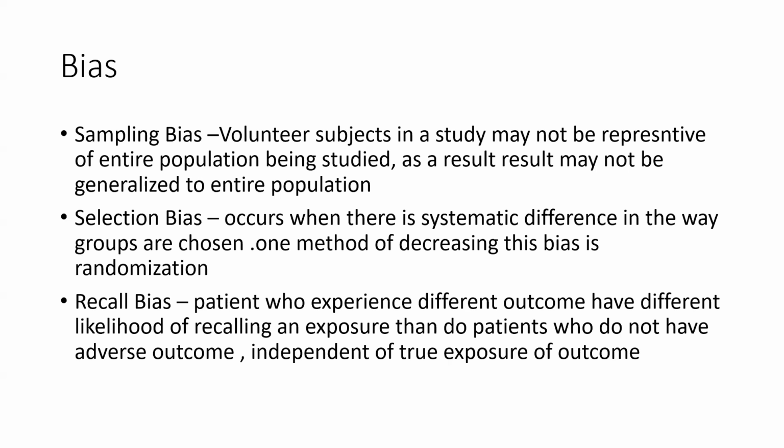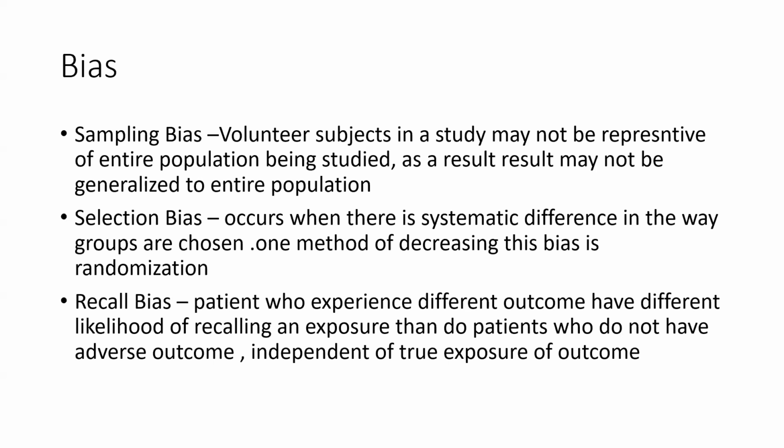Now the biases. First bias is sampling bias. Volunteer subjects in a study may not be representative of the entire population being studied. As a result, findings may not be generalized to the entire population. Then selection bias occurs when there is a systematic difference in the way groups are chosen. One method of decreasing this bias is randomization.